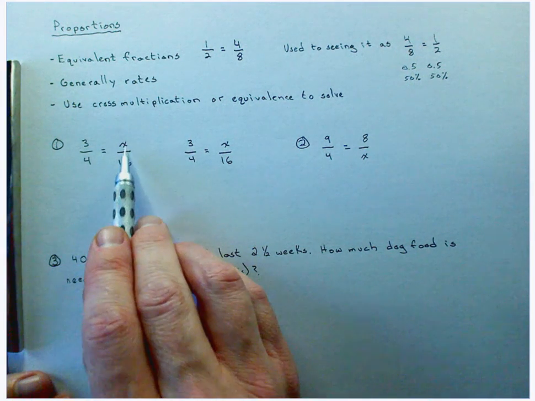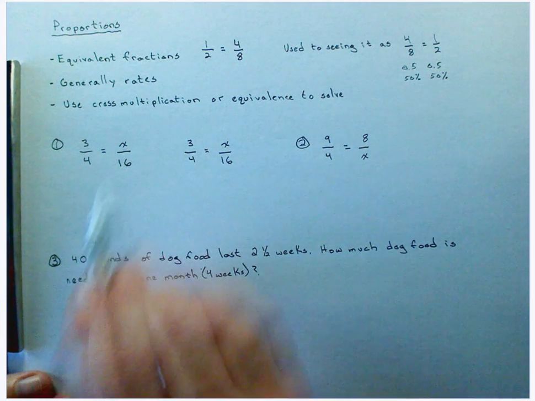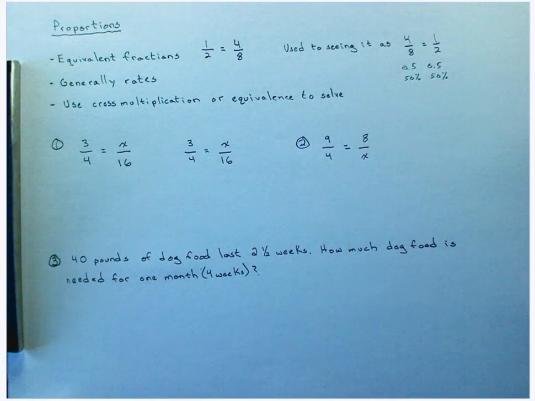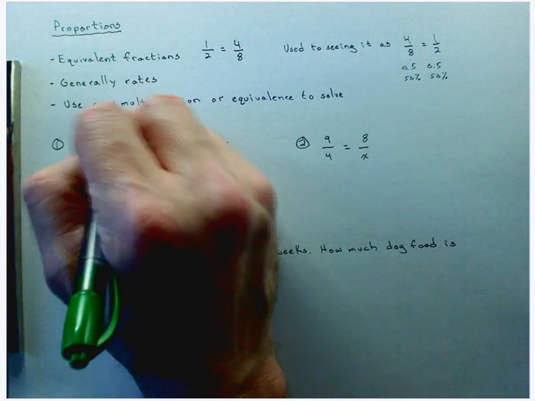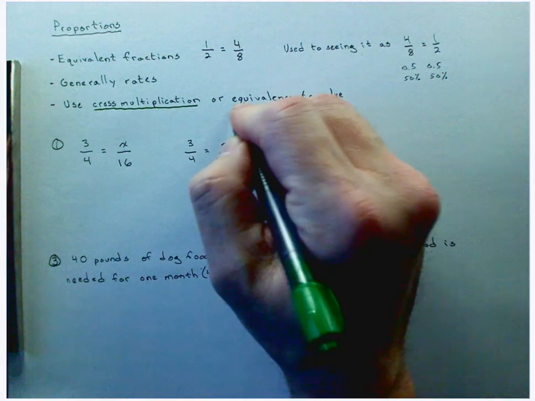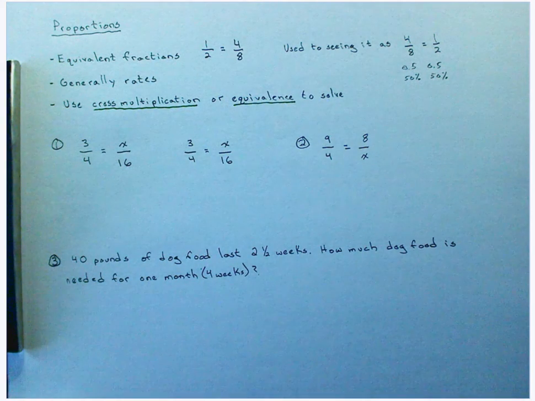3/4 equals some number over 16. And how do we find it? Well, there are two ways to find it. You can use cross multiplication, or you can use equivalence. Cross multiplication always works. Sometimes equivalence works, but you have to be able to see the number.